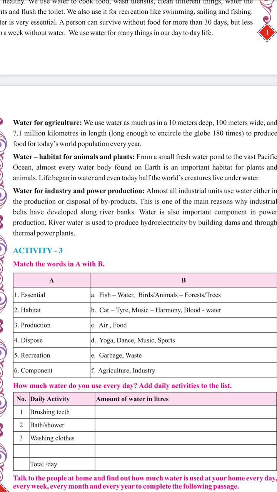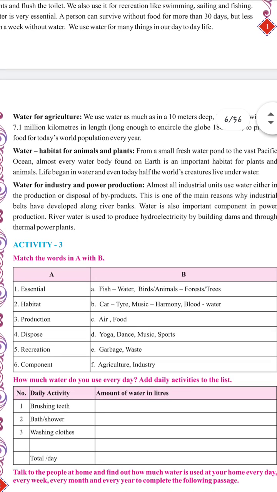your own. Now the next column asks how much water do you use every day. We have to add daily activities to the list. The first is brushing teeth. So how much amount of water do you use? I use nearly half a liter of water for brushing my teeth. It is more than half a liter and near about a liter, and I think that is enough for a human being to brush his or her teeth. How much amount of water do you use daily to brush your teeth should be written here.